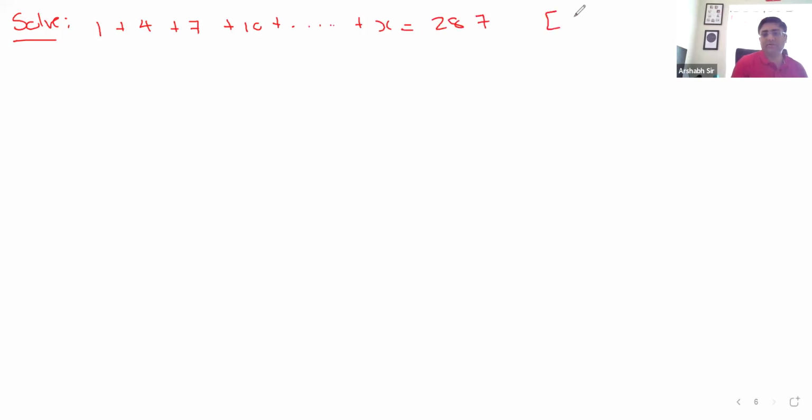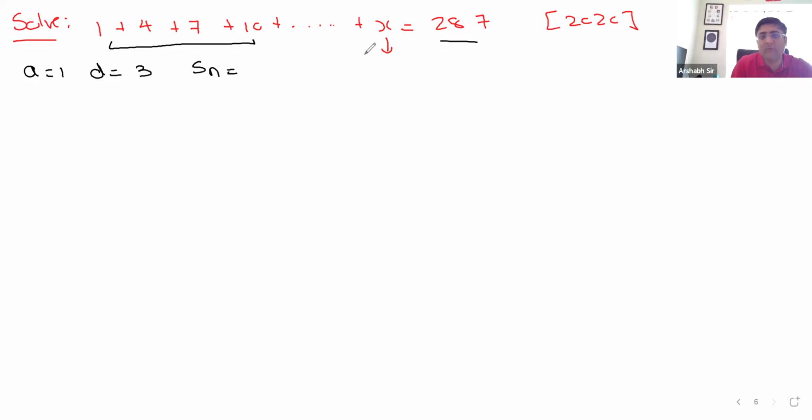Look at this question. Solve 1 plus 4 plus 7 plus 10 plus dot dot dot plus x is equal to 287. This question came in the 2020 examination. Try it, beta. Now what is the concept in this question? The particular sequence given here is an AP and here we have the sum of n terms. So basically a is 1, common difference is 4 minus 1, that is 3, and the sum of n terms is given as 287.